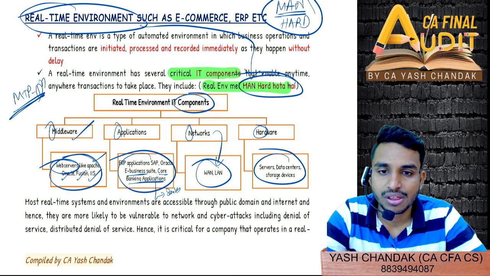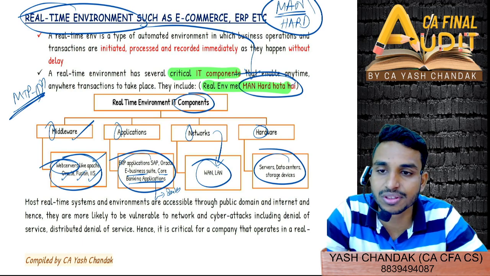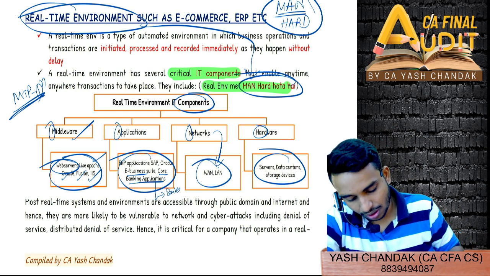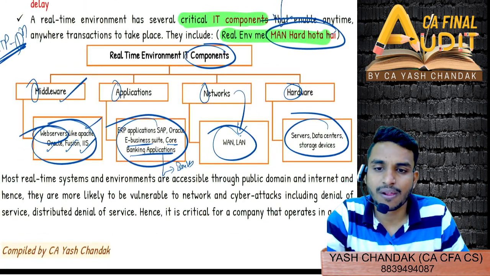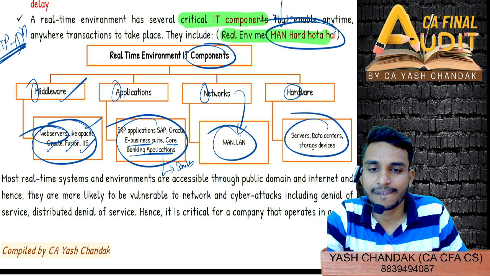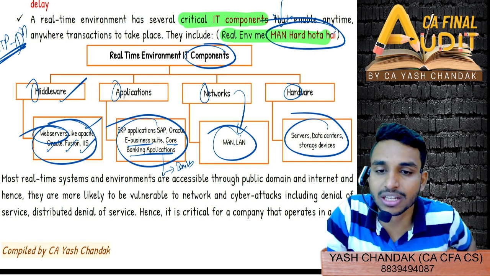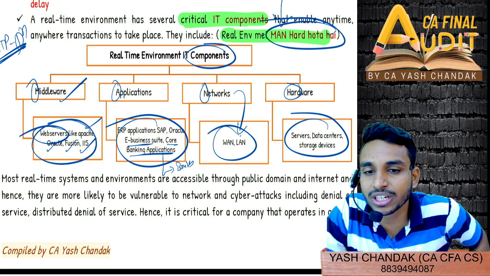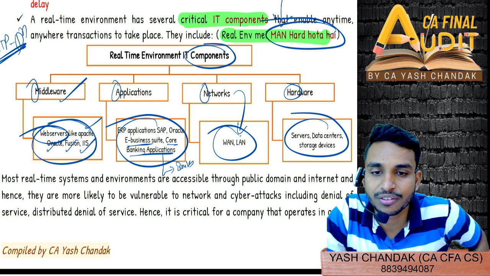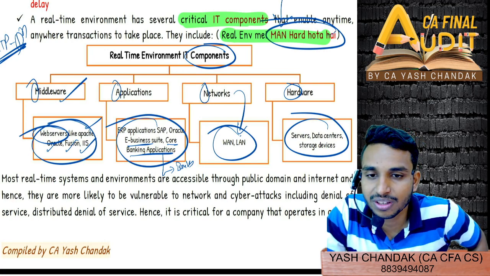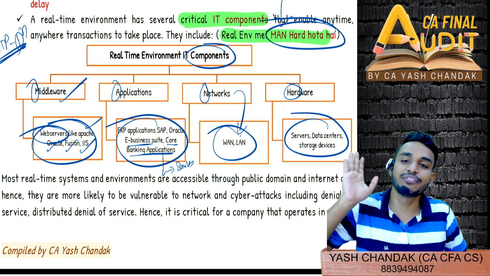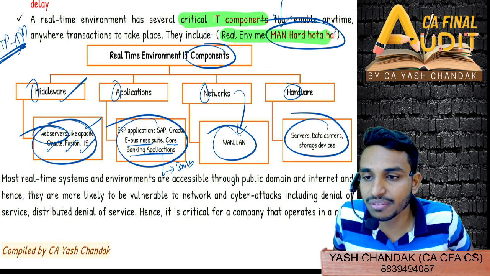Servers will fall in hardware, and web servers are the middleware. There is no search engine in our MAN-H, we have only four critical IT components: middleware, hardware, applications and network. So just differentiate that web server will fall in middleware and servers will fall in hardware.